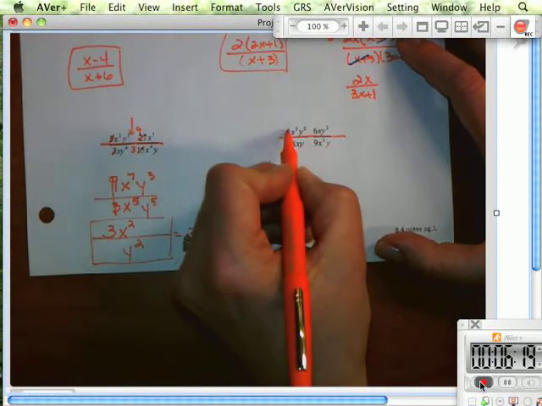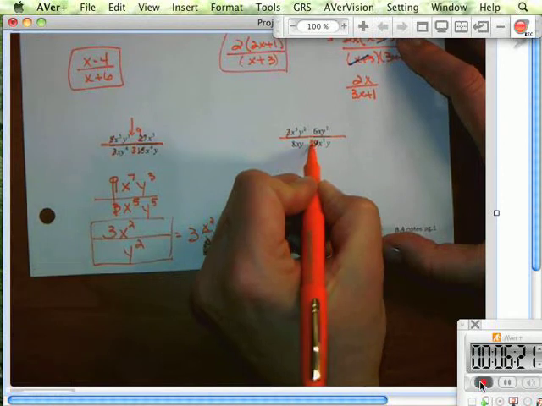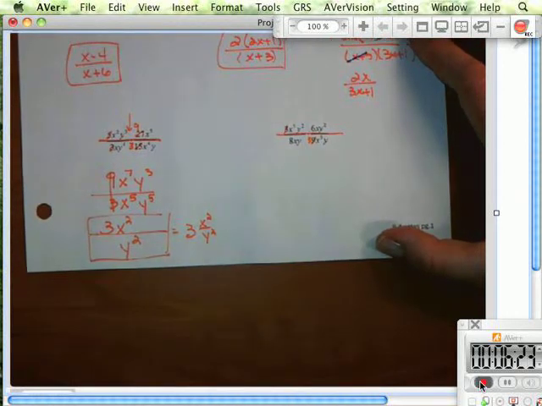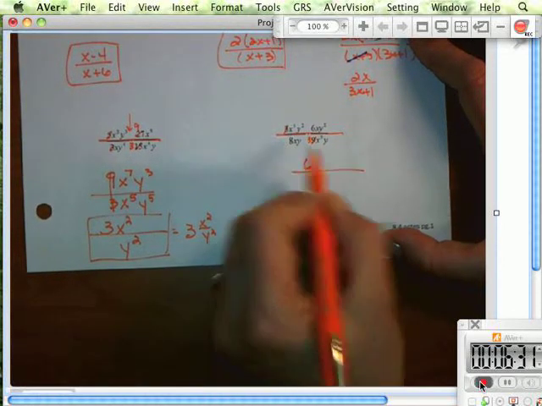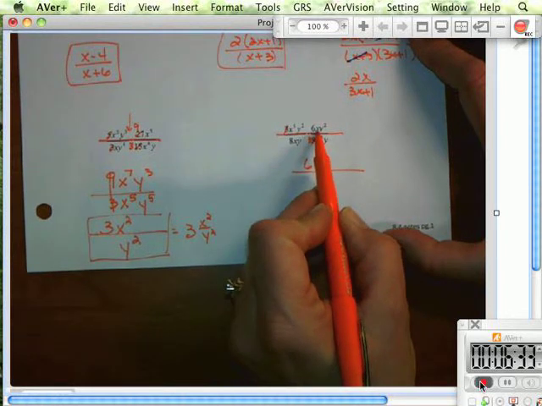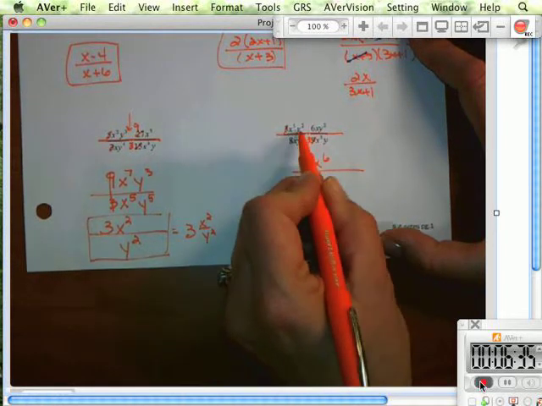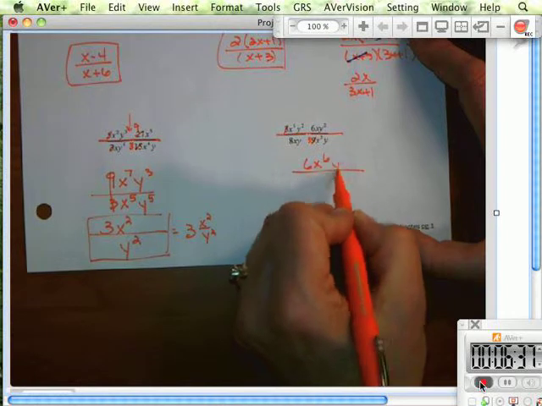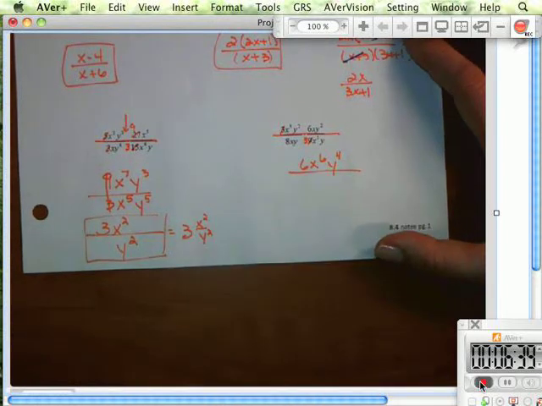I could cross out the 3 and make that a 3. It might help a little bit. There's some other things I could do as well, but we'll just leave it like that for now. So in my numerator, I have a 6. X to the 5th times x gives me x to the 6th. Y squared times y squared gives me y to the 4th. That's my numerator.